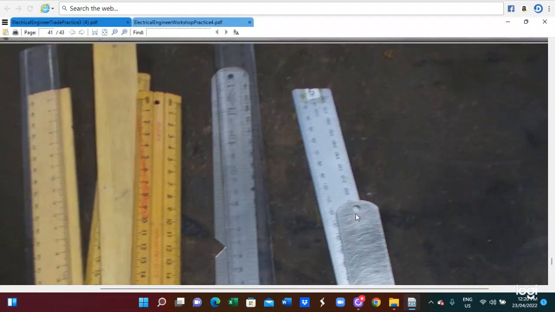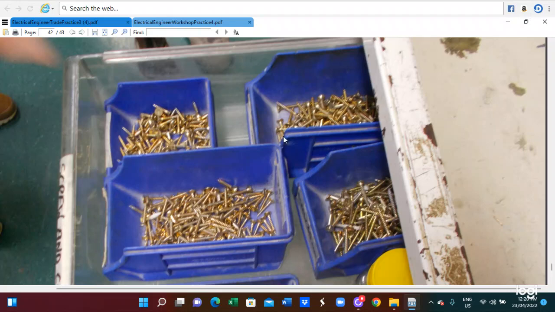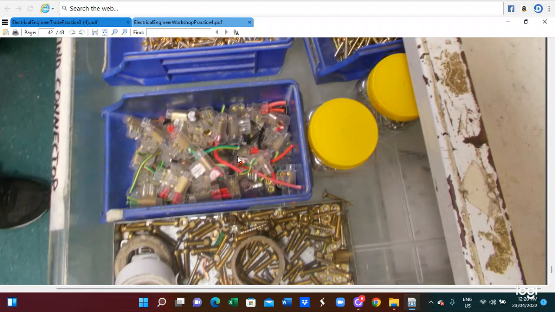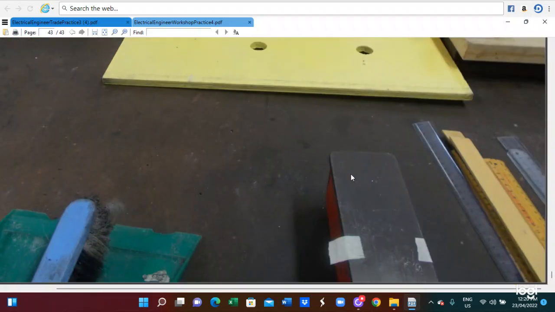So this is the kind of material. This is the measurement equipment. These are the measurements. This is for the screw. Those screws are utilized. This is a wall plug. And those are what the students face in the installation.